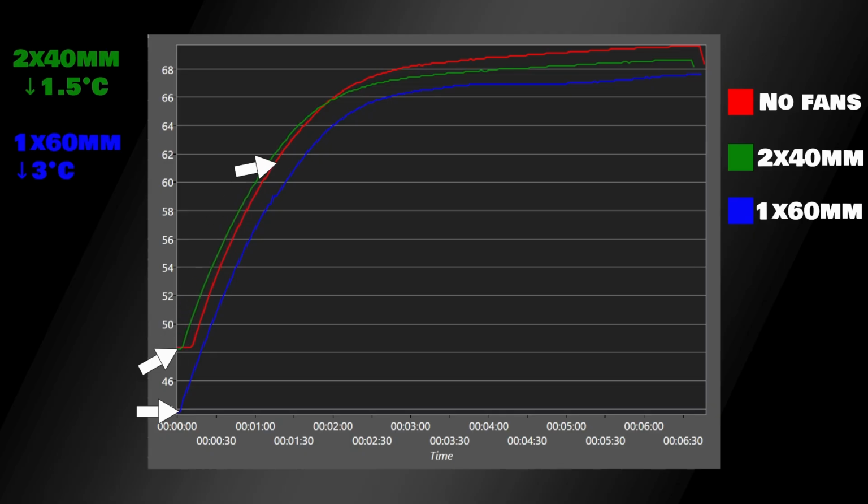Here's the graph from my testing. The red line is with no extra fans, the green line is with two 40mm fans, and the blue line is with the single 60mm fan. With no fans, the GPU settled at around 69.5 degrees Celsius. Adding the dual 40mm fans brought that down by about 1.5 degrees, reaching a maximum of 68 degrees, which isn't really that massive, but it's still a measurable improvement.